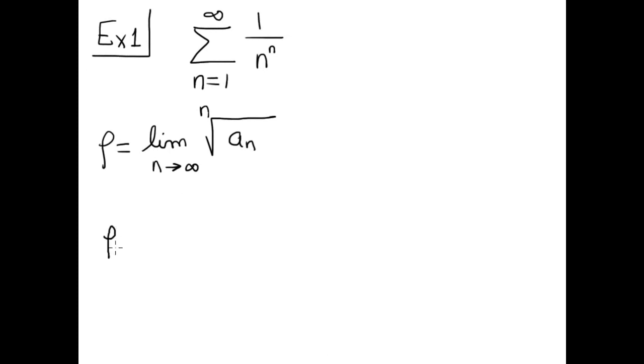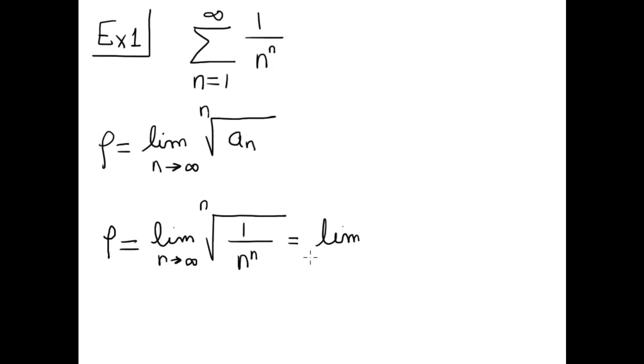Okay, this is example 1. In our specific example, a sub m is 1 over m to the m. If you compute, for example, the n-th root of this expression, the n-th root of 1 is 1, the n-th root of n to the n is just n, and you evaluate 1 over infinity, which is 0. Therefore, it converges by the root test.